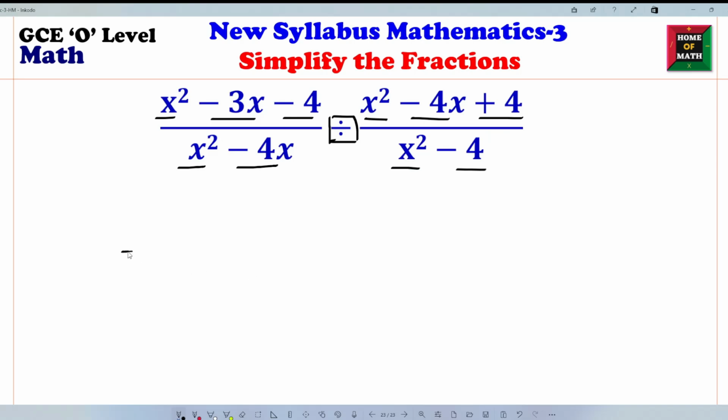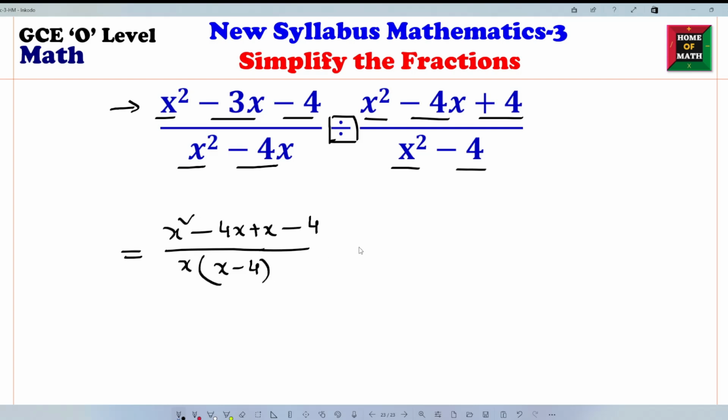So first, this expression we try to simplify by middle term factor. How? Look, here is x² and here is 4. 4 times 1 means 4 and 4 minus 1 equals 3. So we can write −4x + x − 4. And here we can take common x, so here is x − 4.